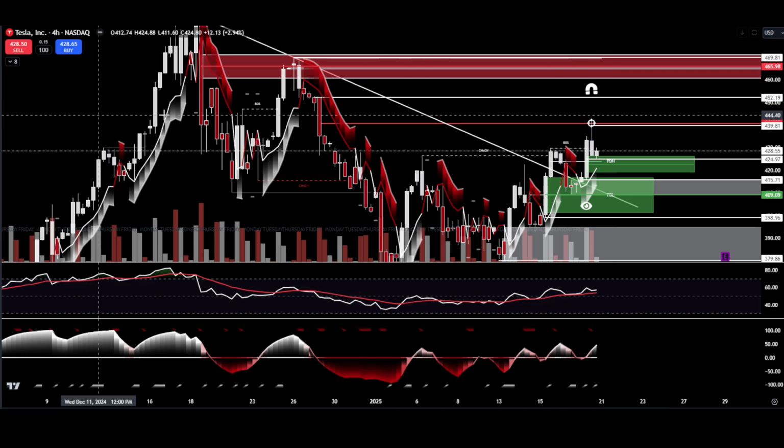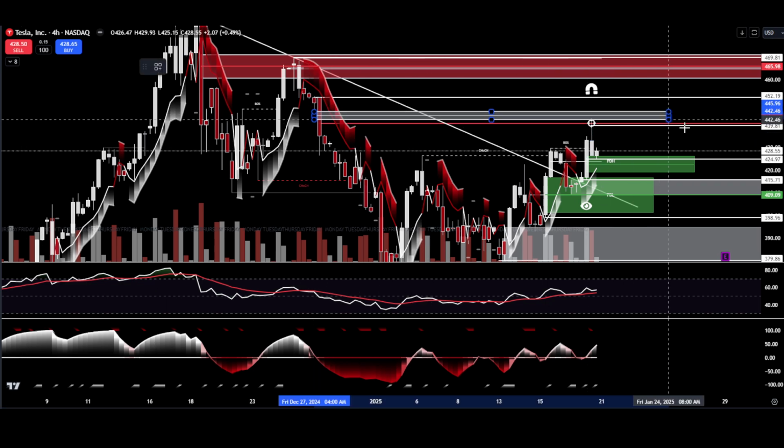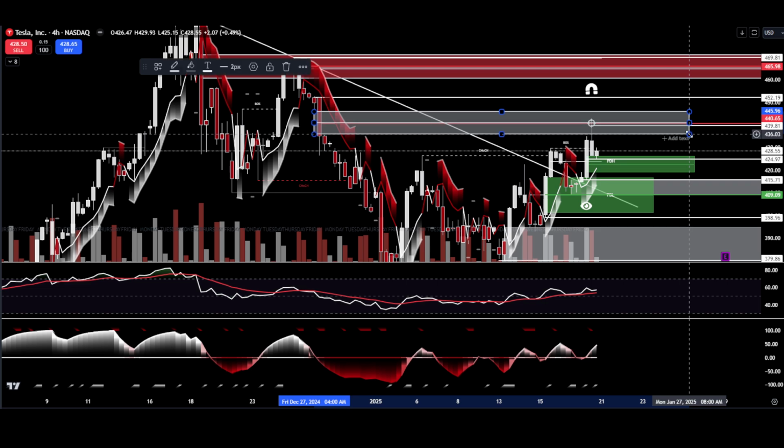We do have a 4-hour bearish fair value gap right here, and that's where that red level comes from. The red level here is the consequent encroachment of this 4-hour fair value gap. I'll make it red like that. You can see we pushed up, right? Almost hit it, but not quite.